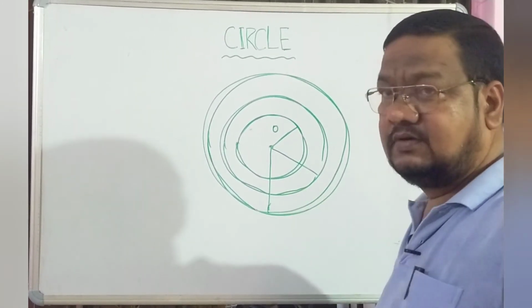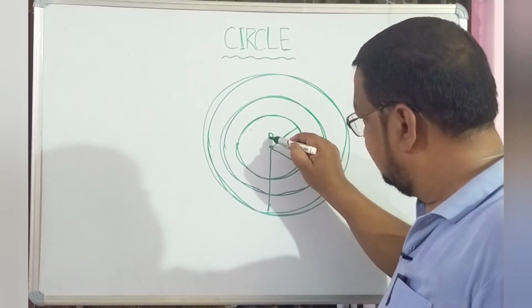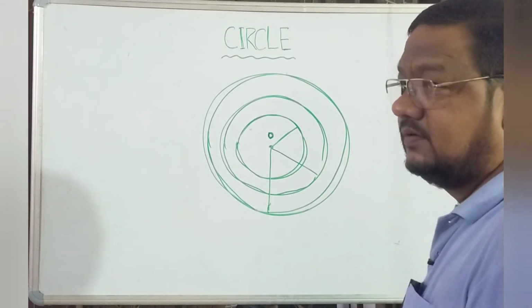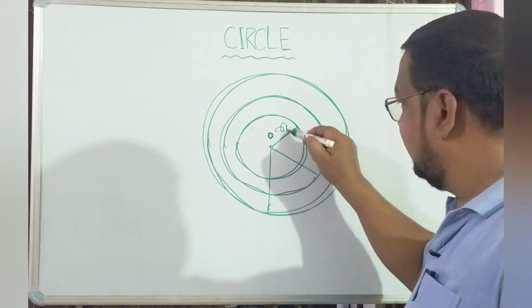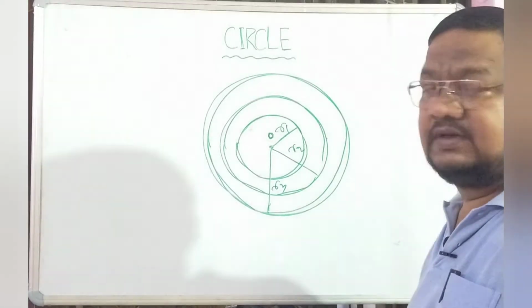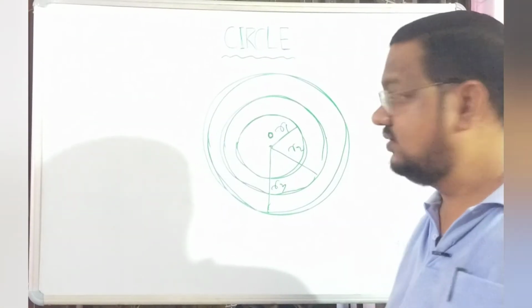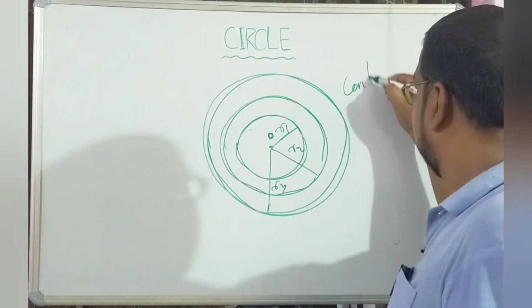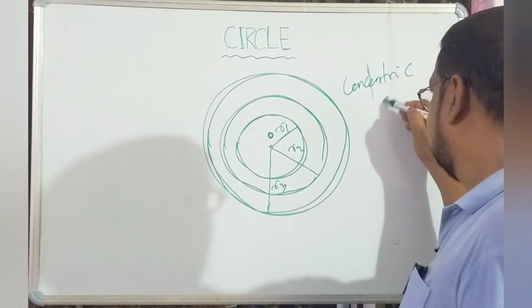So here O is the center of all these three circles, and R1, R2, R3 are different. In this case, these circles are said to be concentric circles.